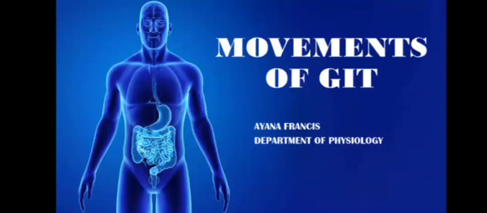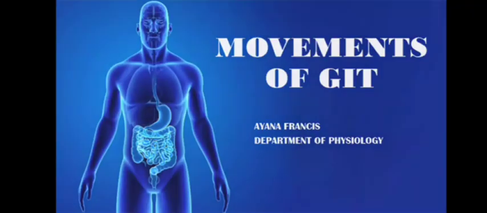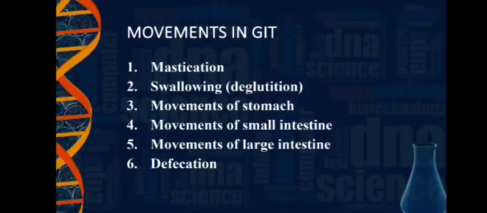Today I am going to discuss movements of GIT. We all know that the consumed food needs to move continuously in the GI tract. The rate of movement is different at different parts of the GI tract and depends on various neural and chemical factors. Here we are going to discuss 6 movements in GIT.